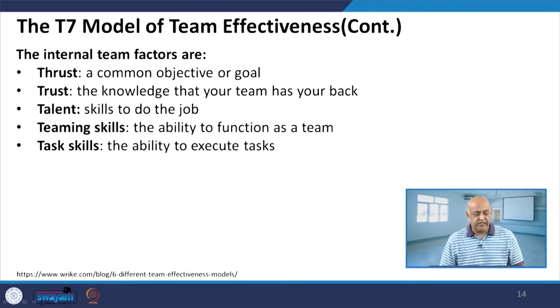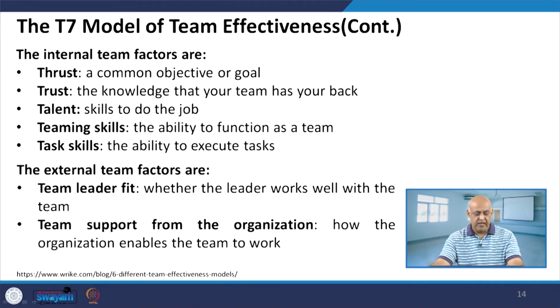Trust is the knowledge that your team has your back, so you have this confidence that the team is with you, and therefore that trust will be developed. Talent is the skills and abilities to do the job, so the team has all the skills which are required to do the particular job. Teaming skills are the skills to function as a team, so there is a concept of working together in the organizational culture. Task skills are the ability to execute the task, whatever tasks are there, that will be completed by the leaders and the teams. Now here we also have to see the external factors.